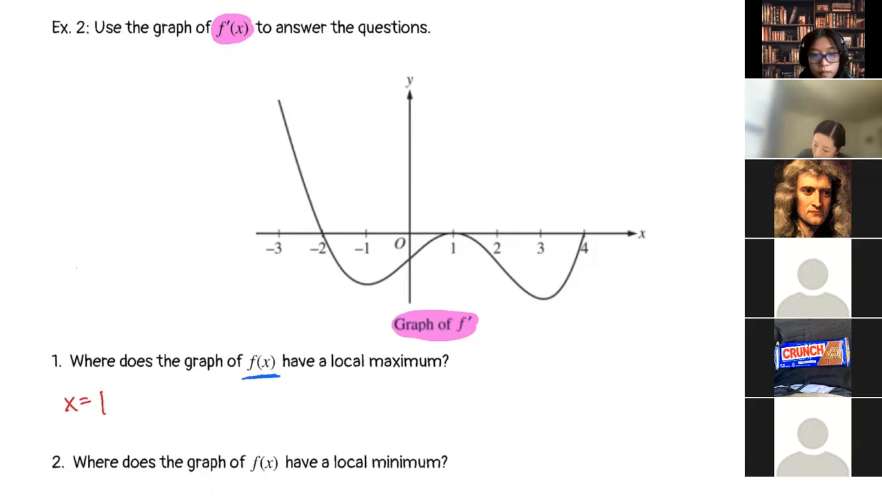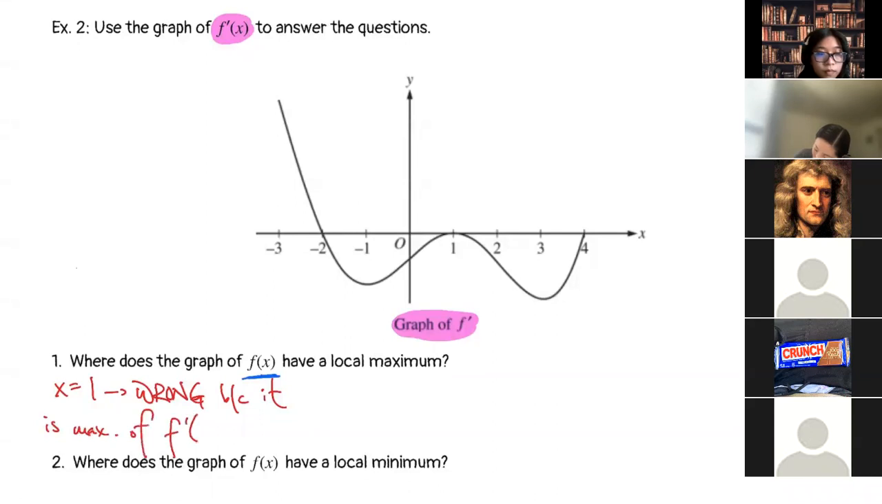So this is wrong because it is the maximum of f prime of x, not f of x. Okay, it's so wrong that I'm going to leave it there so that we remember not to do that.